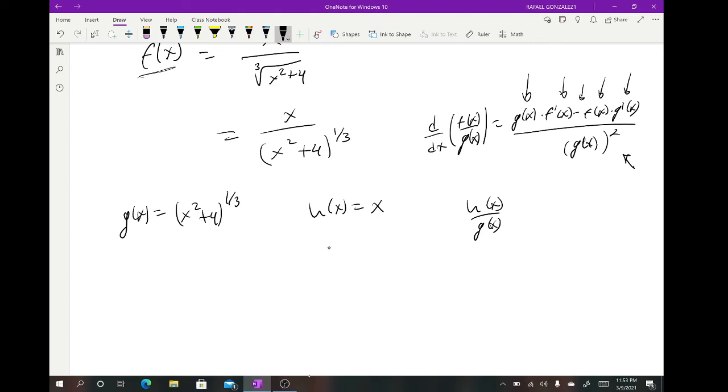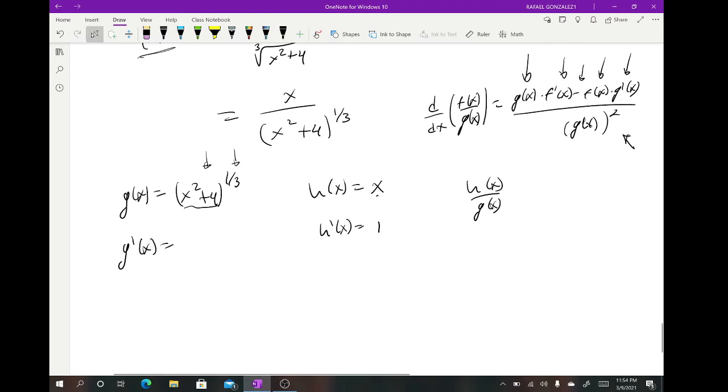So we know we're going to have to find h prime of x. Well, the derivative of x is just 1, which is good. That's going to make our life easier. But for g prime of x, we have to use the chain rule to evaluate this, because this is a case of the general power rule. We have a function on the inside, and then we have it raised to some power.